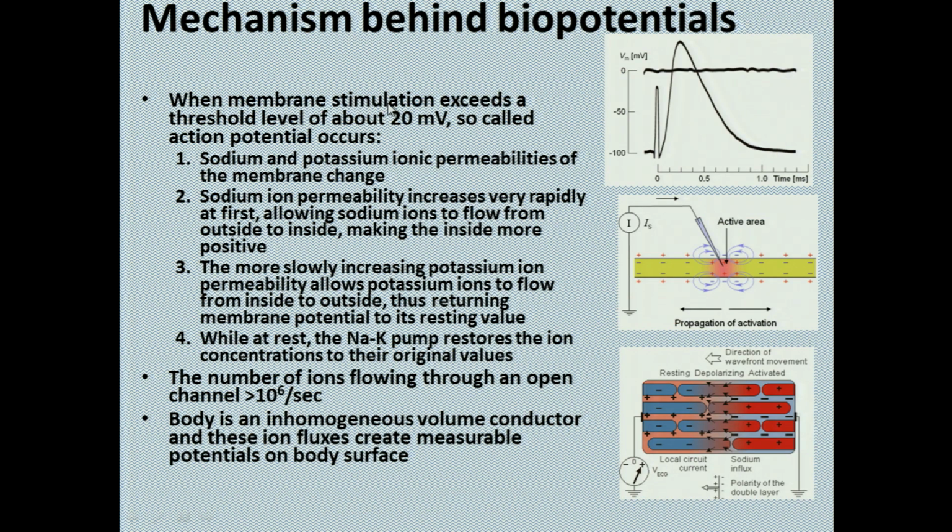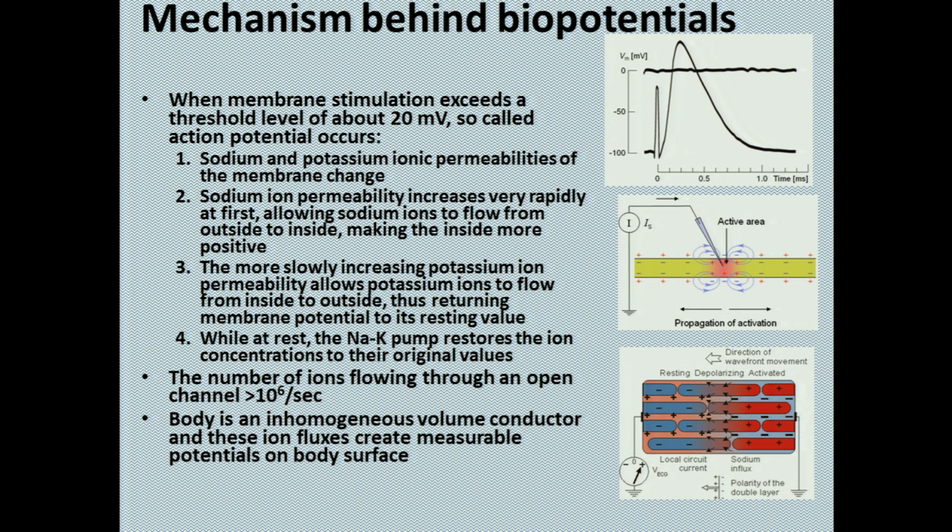Okay, so when membrane stimulation exceeds a threshold level, going from negative 50 to 20 millivolts, you get the so-called action potential. When it is here, it is at rest. When there is any stimulation, any impulse, the body will react. From negative 70 it will reach negative 55 and then go to plus 20. At that time the sodium and potassium ionic permeabilities of the membrane change.